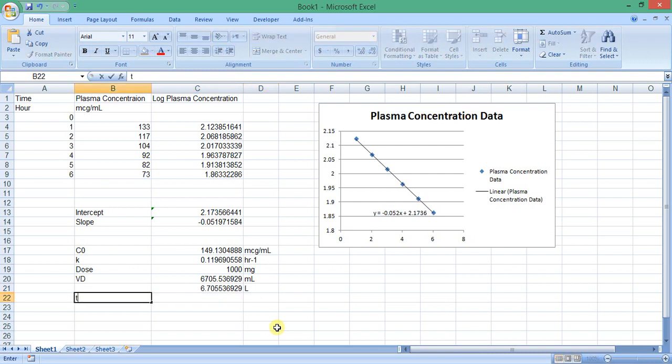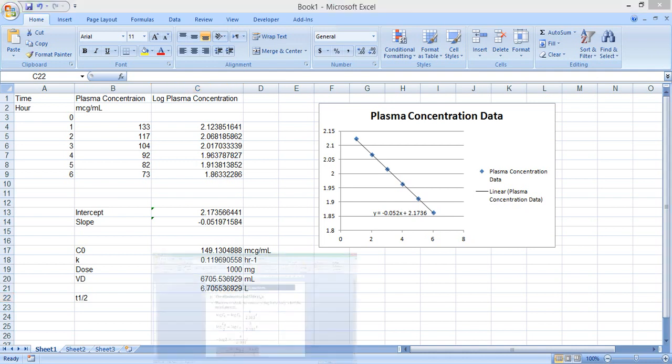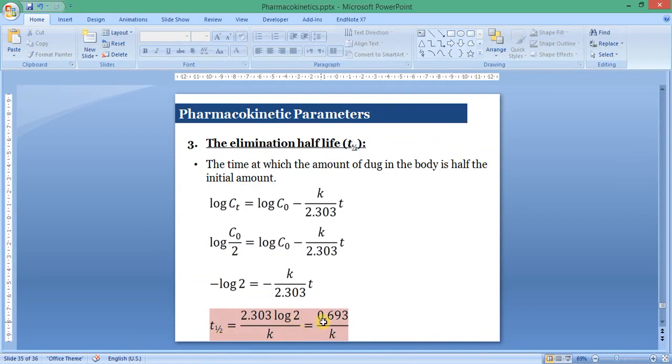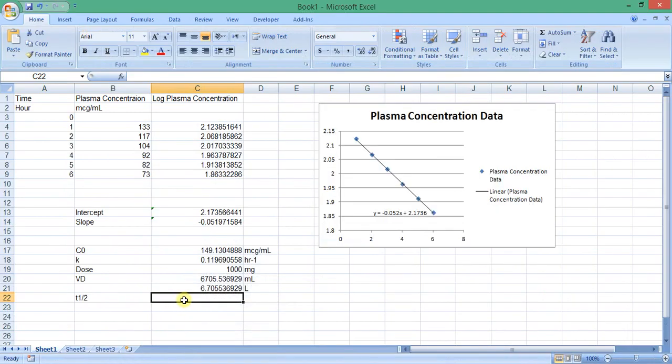Now we calculate the elimination half-life. The elimination half-life equals 0.693 divided by the elimination rate constant. So we insert an equation here equals 0.693 divided by the elimination rate constant. This is the elimination half-life, and it has the unit of time, hour.